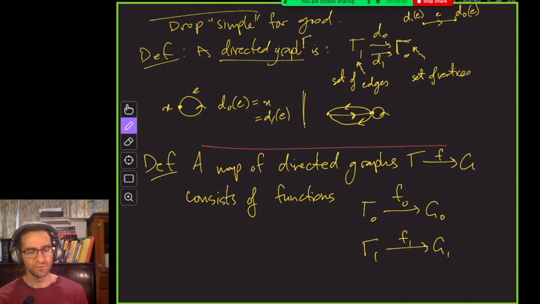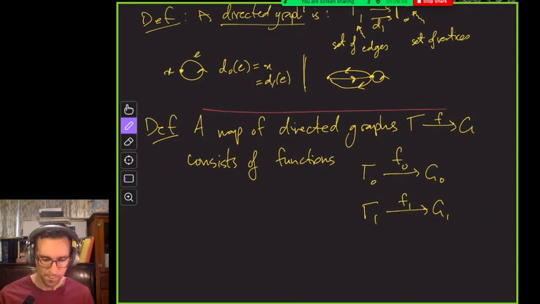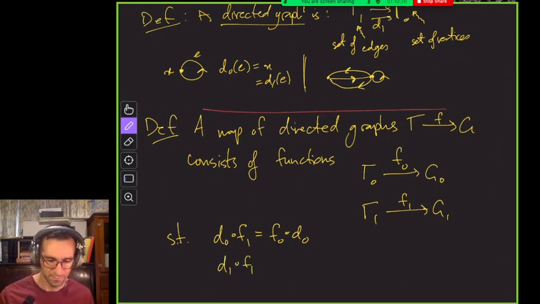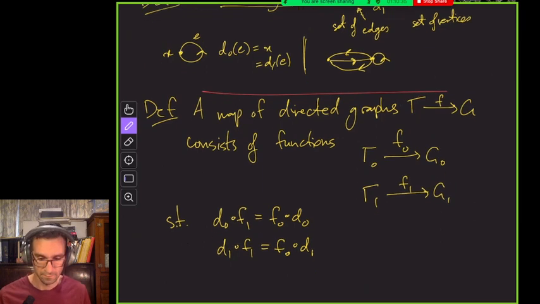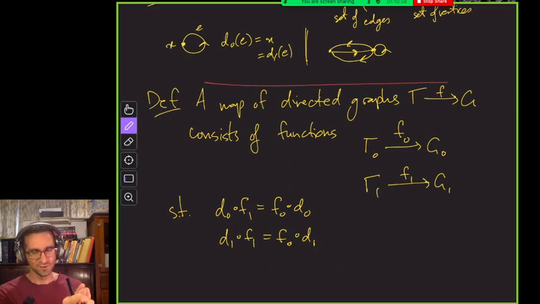A pair of maps, one for the vertices, one for the edges, and that has to satisfy a condition. So D0, so if I compose the F and the D0 either way round, it's the same. And the same with the D1. So it respects, it sends an edge to an edge and the corresponding vertices to the corresponding vertices.